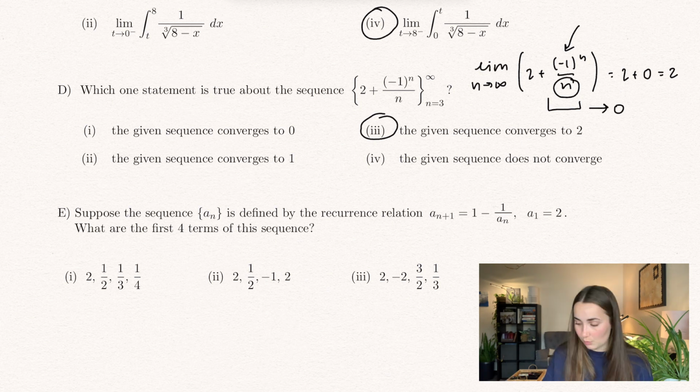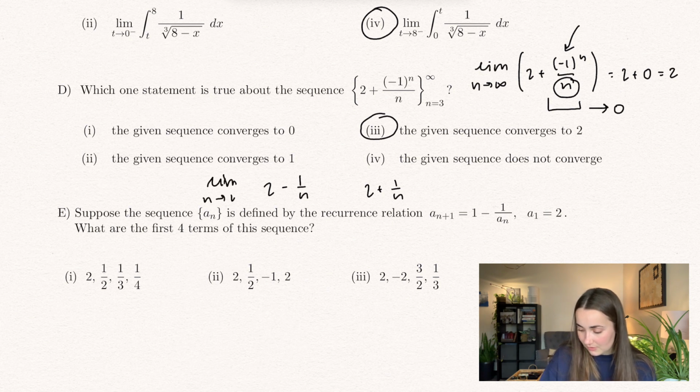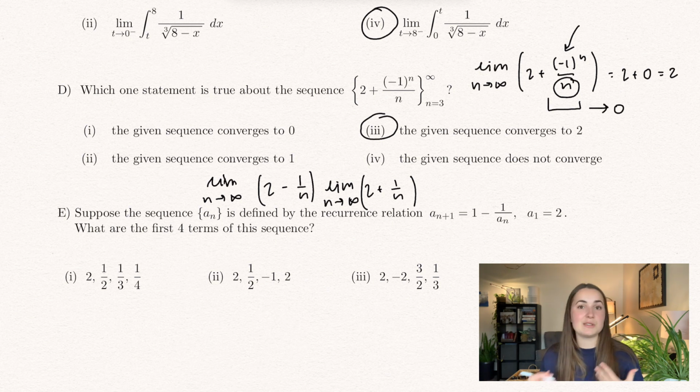You could also use the squeeze theorem. This is going to be bounded between 2 minus 1 over n and 2 plus 1 over n. When we take the limit as n approaches infinity, both of those are approaching 2. So it's bounded between 2 and 2. It tells us it equals 2.